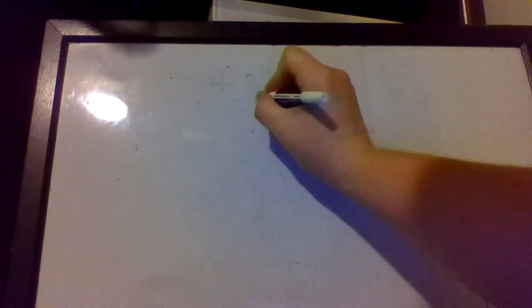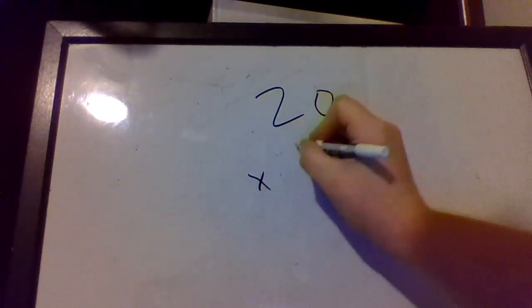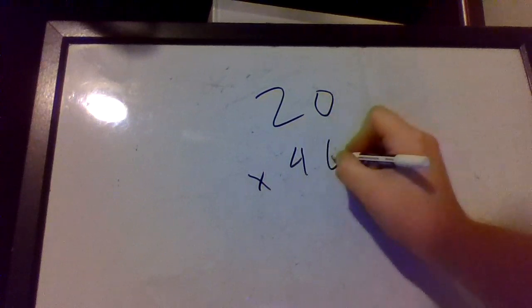Okay, so what I need to do is we need to go over the 0 rule because I think this is very important, and it's also going to be very helpful to you. So if we have a number 20 times 46.